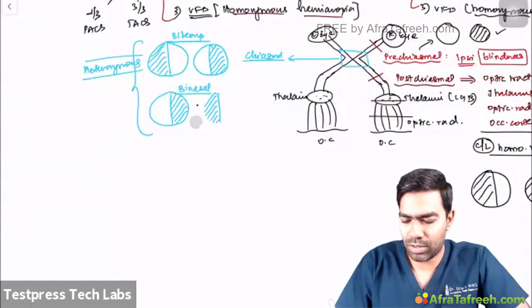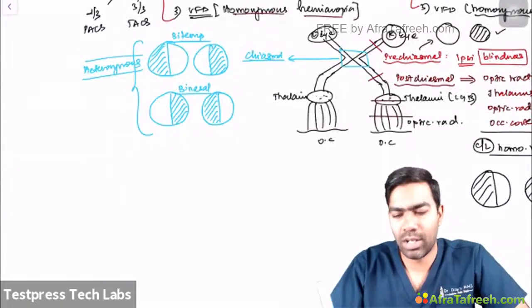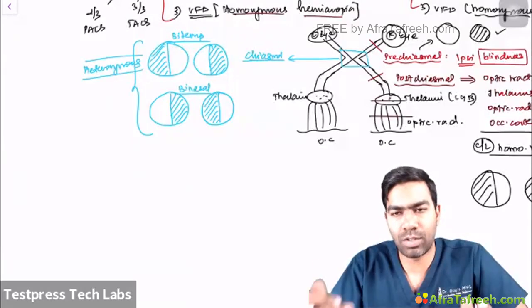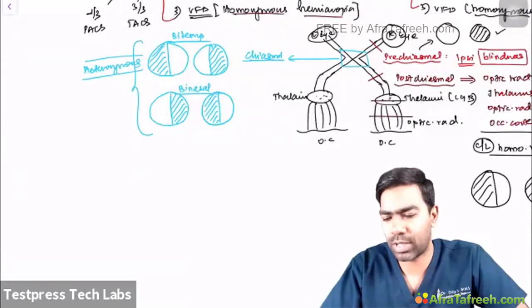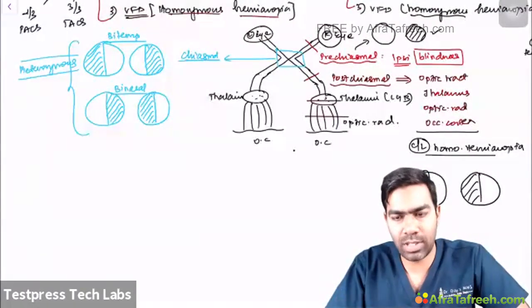Fine, understood. That's quite simple as well. It's not a very difficult thing. Basically, you need to localize where the lesion is: chiasmal, prechiasmal, or postchiasmal. This is how you localize. Then you have a lot of internal things within that.